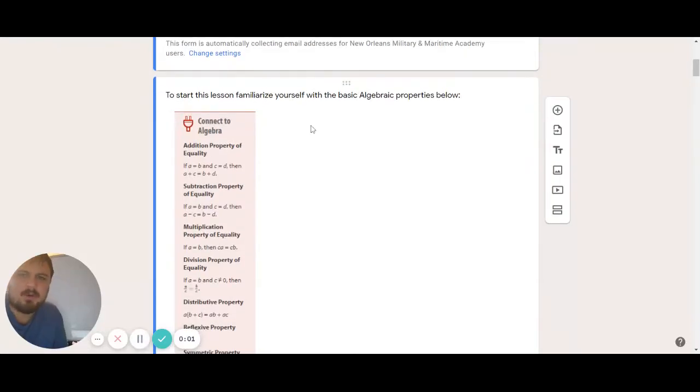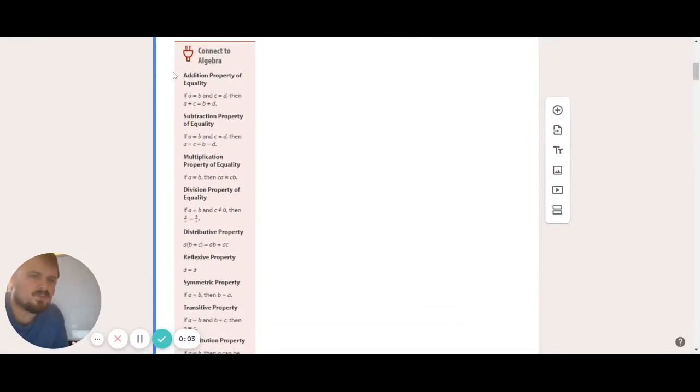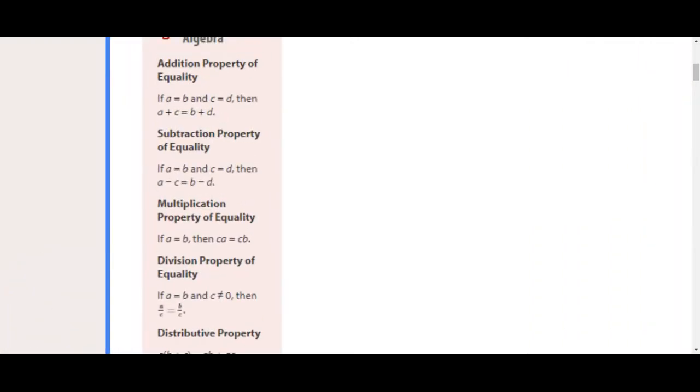Lesson 29, two-column proofs. So first off, look at these algebraic properties. As we bring them up and look at them, they'll make more sense. But just look at what this is saying. If A equals B and C equals D, A plus C equals B plus D. Okay, so that's just saying that you can add something to both sides.